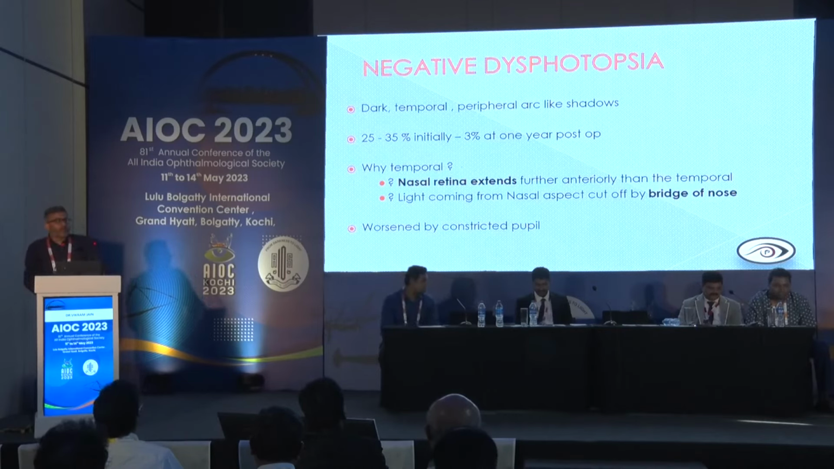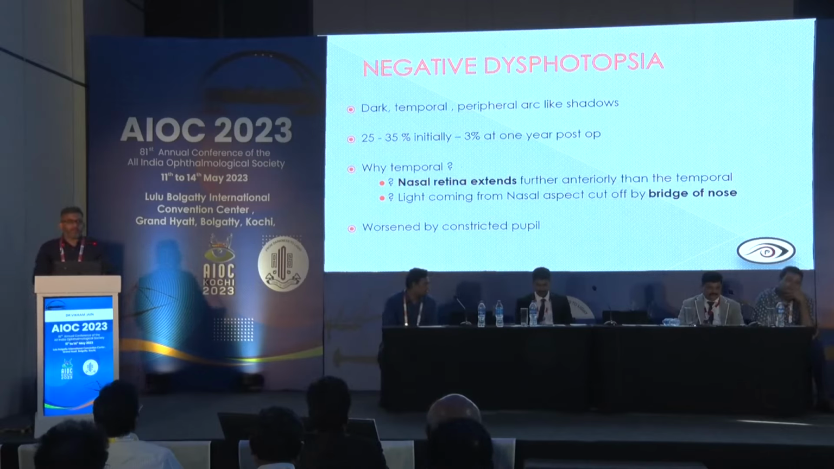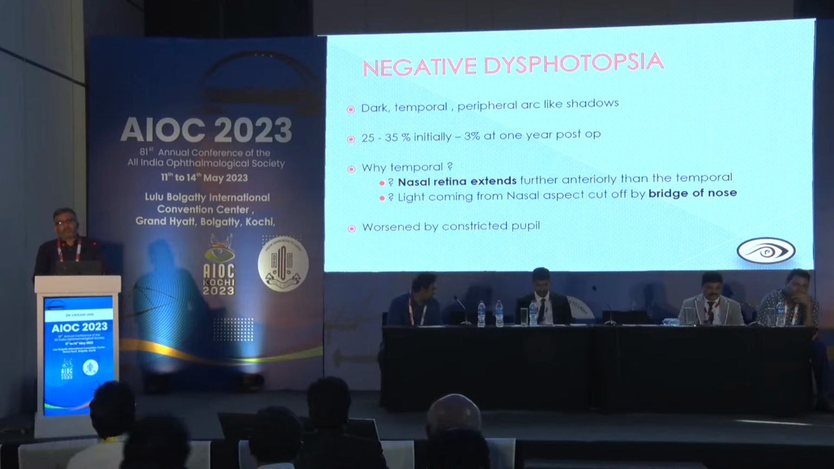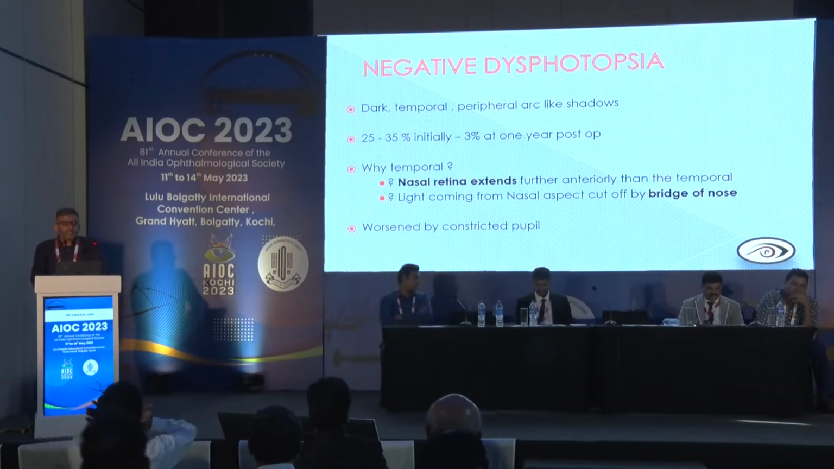Coming to the more difficult to solve negative dysphotopsia. Here the patient complains of a dark temporal shadow in the periphery. It's an arc-like image. Initially around 1/3 of the patients complain about this. Later, within a year's time, this naturally settles down.